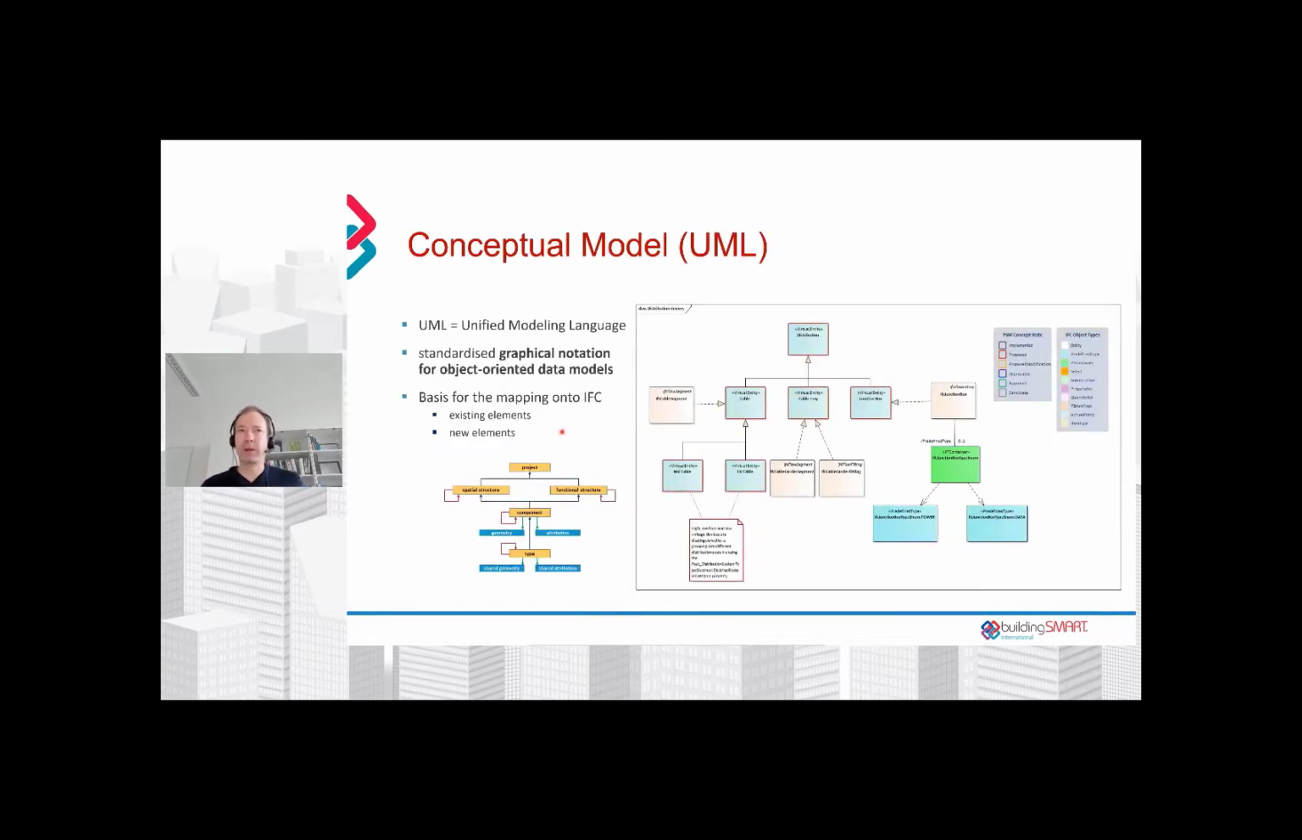As I said, we use UML for the conceptual model. We make use also of the modeling guidelines that have been produced. Essentially, we use UML models, first of all, to capture all domain-specific requirements. You see this as so-called virtual entities in the diagrams. So these are not IFC entities, but then in the next step, we map these virtual entities on either existing elements in IFC or new elements that we are proposing as extension of the existing standard.